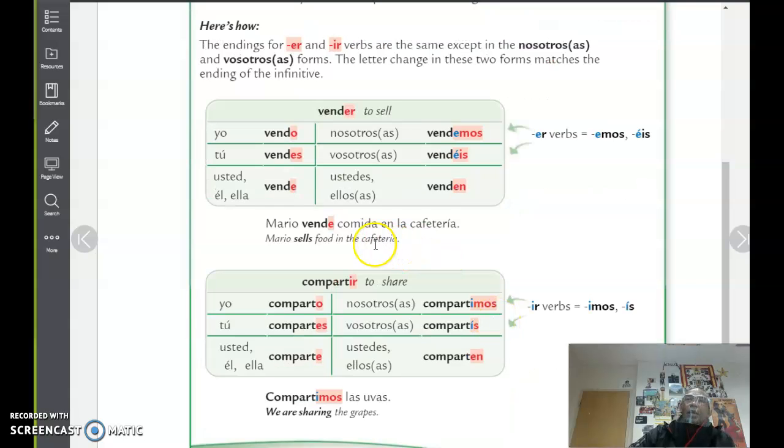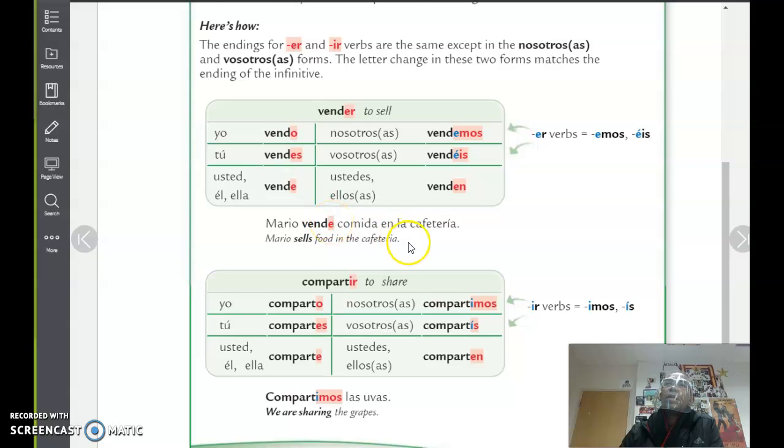It says here, Mario vende comida en la cafetería. Mario sells food in the cafeteria. He's doing the action. It's Mario who's doing the action. It's a he, right? So you find who's él. And you put the correct ending for the verb, for the subject that it applies to, which will be Mario vende.